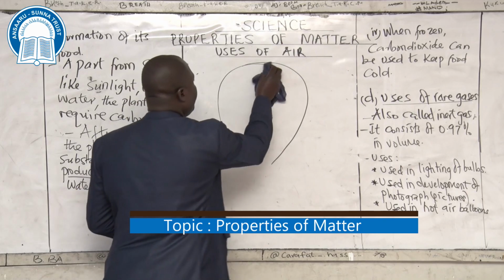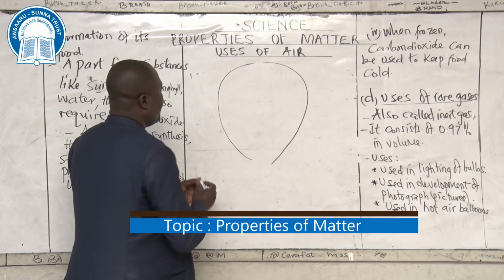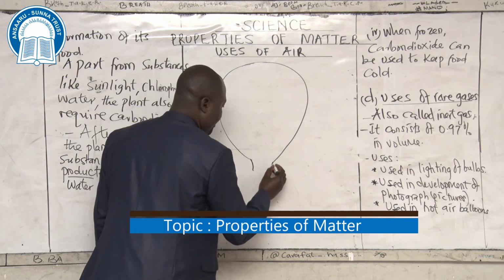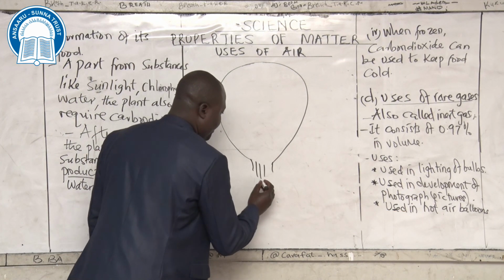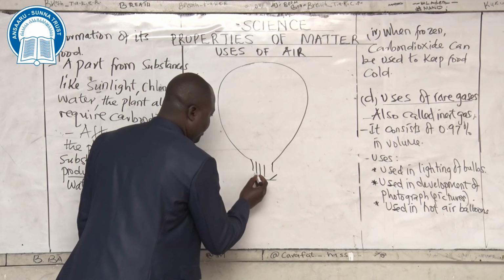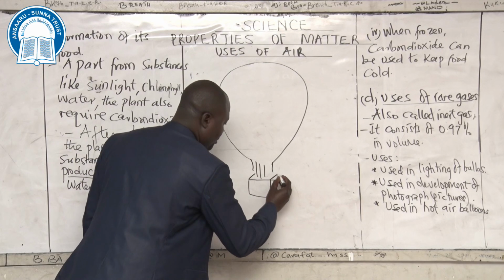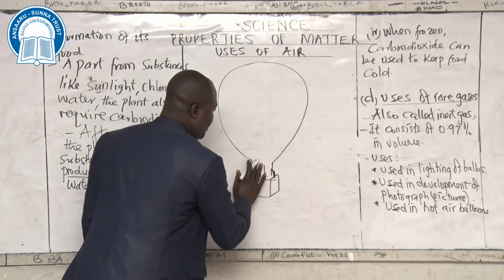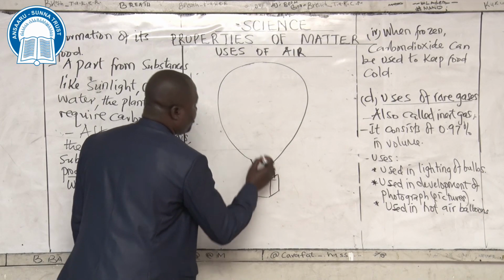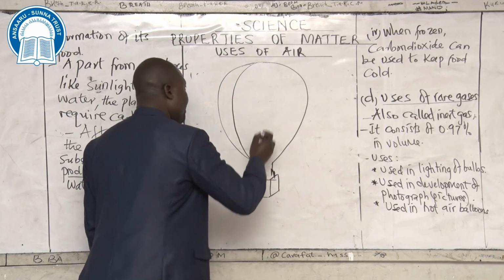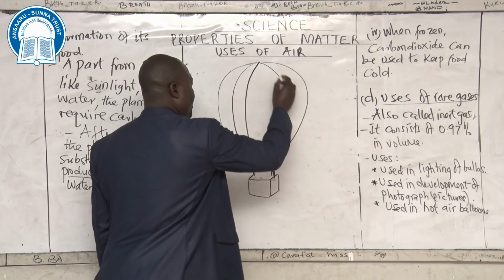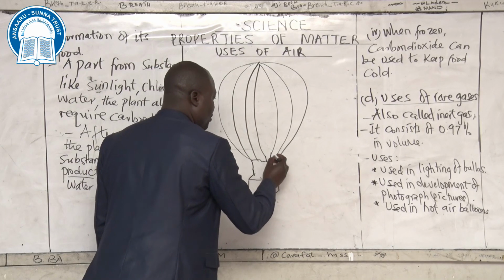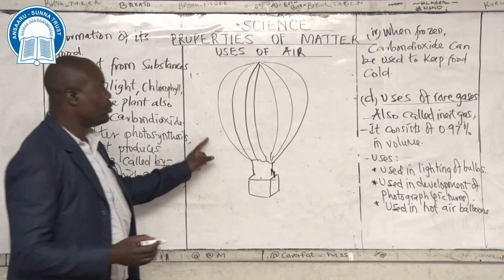Then, so this one here, then it comes like this. Then there's something like a container, which looks like this. Attached to this, there is a space here for somebody to hold. So there are some colors like that, like this. So that one is what we call a hot air balloon.